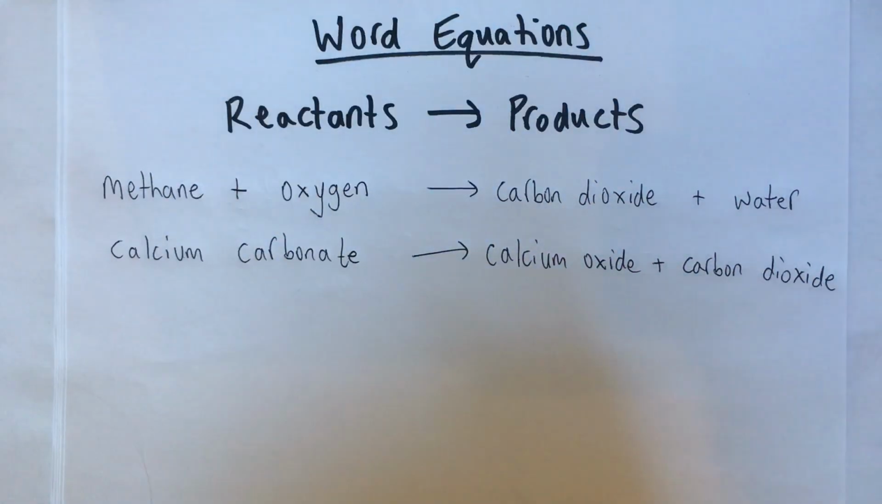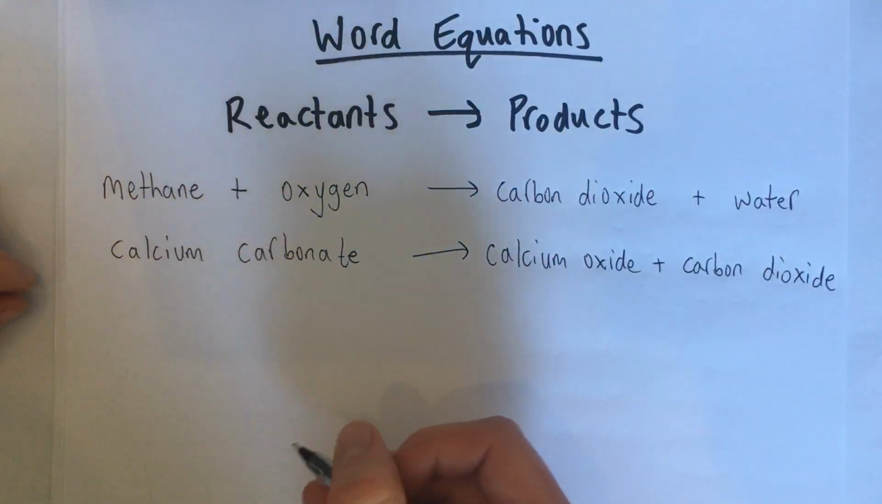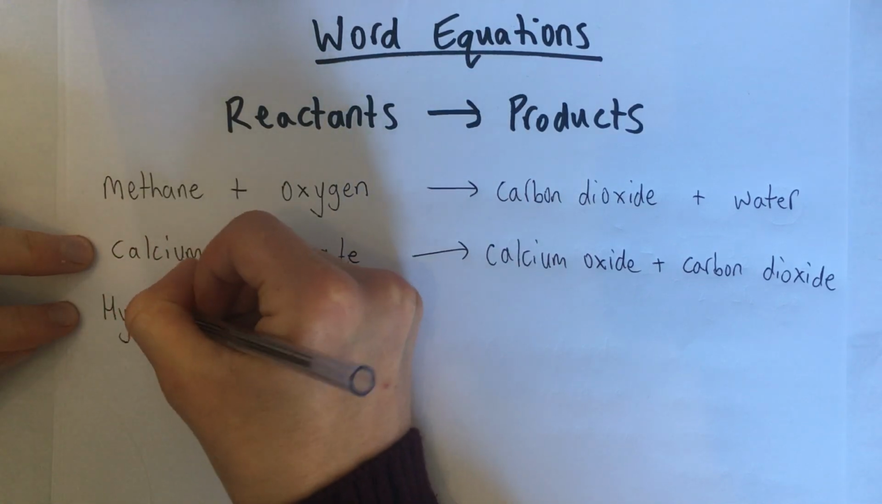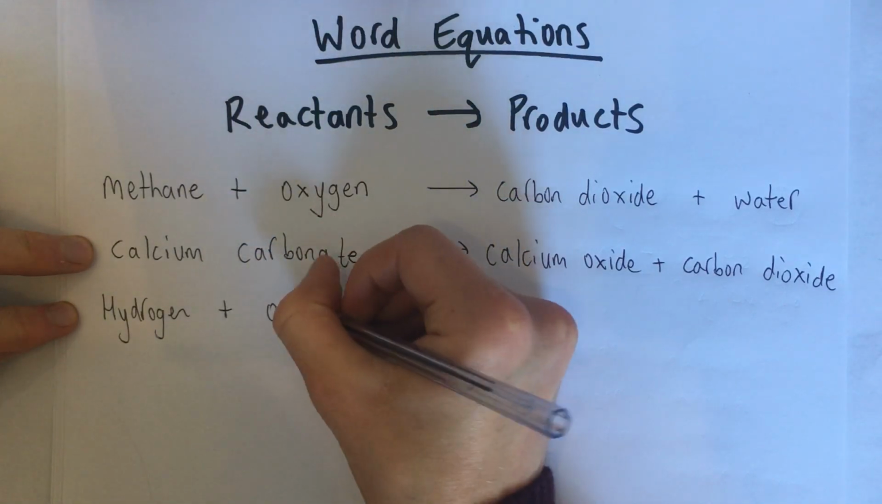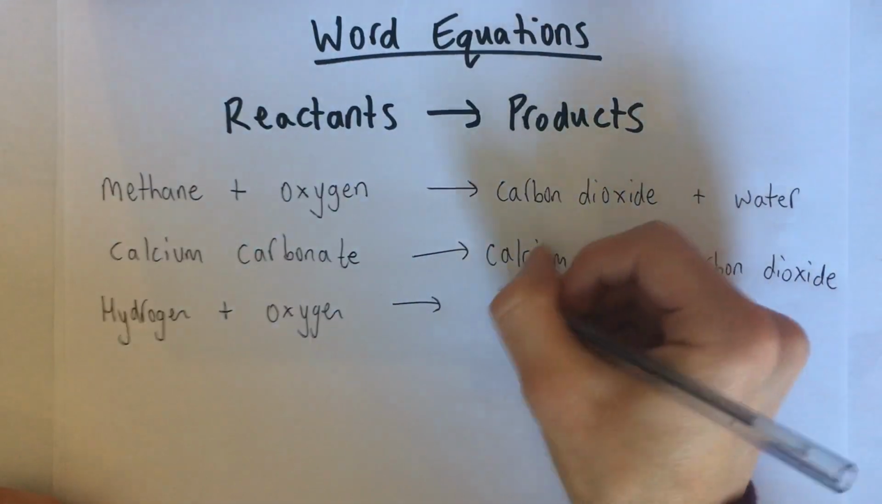You could also have reactions where you have two reactants that join together and make just one product. So a common example of that is if you burn hydrogen. So burning is always reacting it with the oxygen in the air, so hydrogen plus oxygen. And those two would react together to just make water.